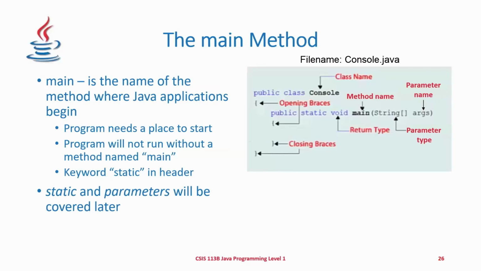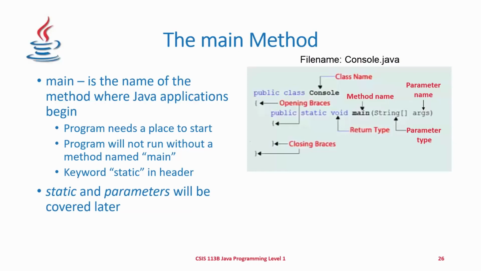So here's an example of a method that has to exist in our class in order for it to actually run properly. It's called the main method. Notice it is spelled all lowercase. Remember, Java is case sensitive, so it's very important that the main method be lowercase in its spelling.